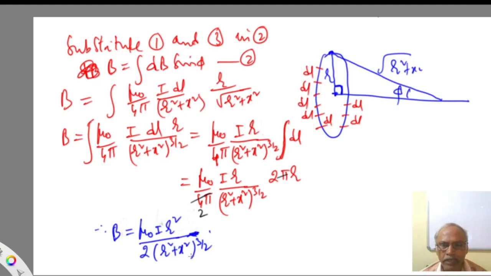This is for only one loop. If there are n number of turns in the coil, then you have to multiply this by n.